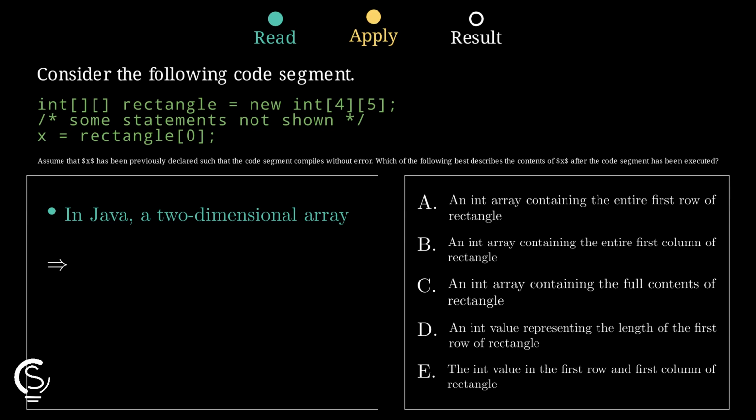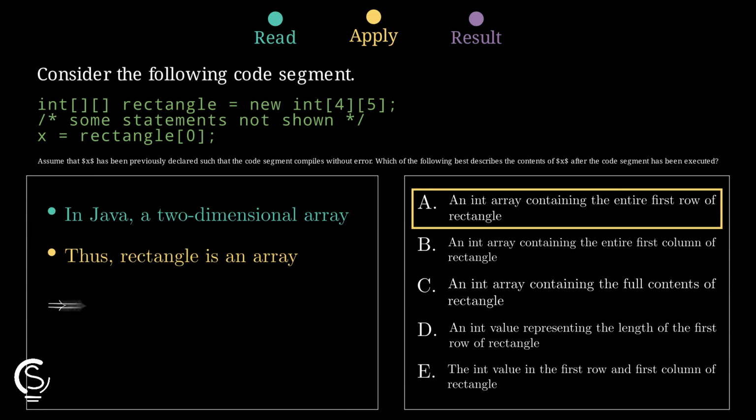When we access the first index, we are grabbing one of those entire internal array objects. The expression rectangle[0] refers to that first row. That makes option A our final winner. You totally nailed this tricky computer science concept.